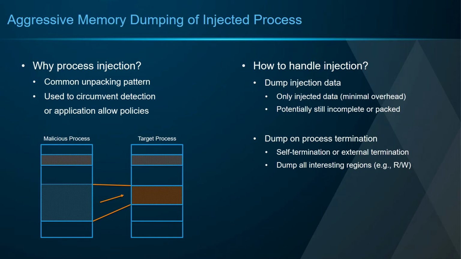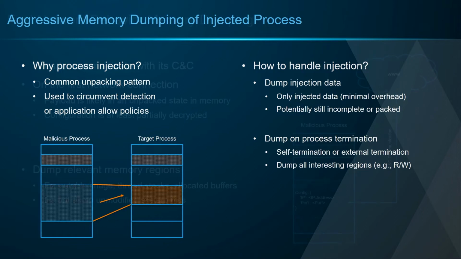And at that point, we want to dump various memory regions. So we are interested in the executable regions, obviously, to get the payload, but also in the read-write regions, because those often contain the decrypted configuration files.